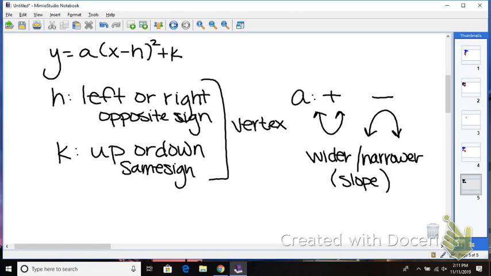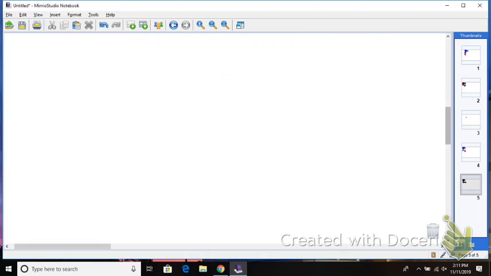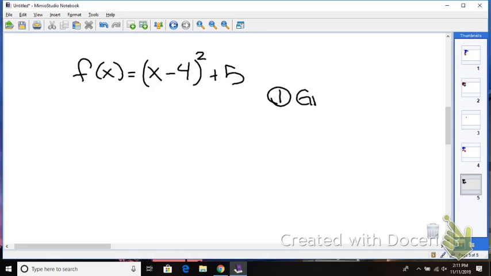So you have this. I'm going to pull this up and give you an example, and I'll show you everything we have to do with them. Everybody's got this written down? Okay. So here's your first example. We'll do f of x equals (x minus 4) quantity squared plus 5. The things we're going to do, we're going to graph it. We're going to state the vertex.